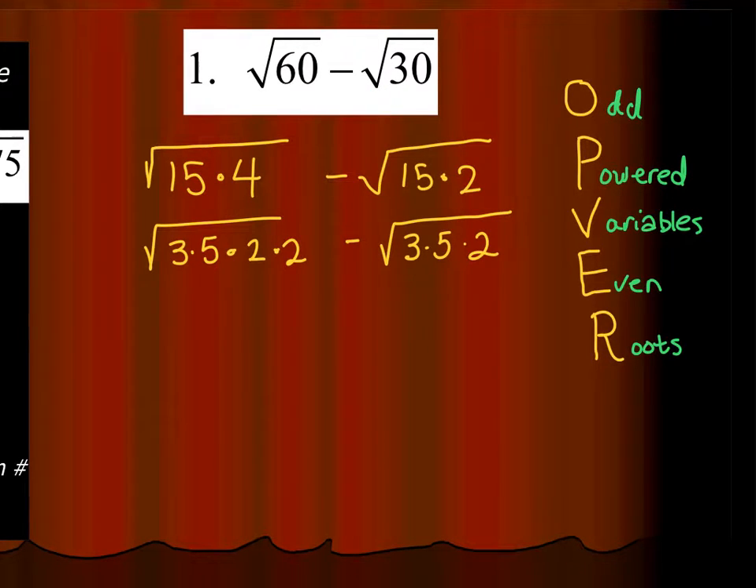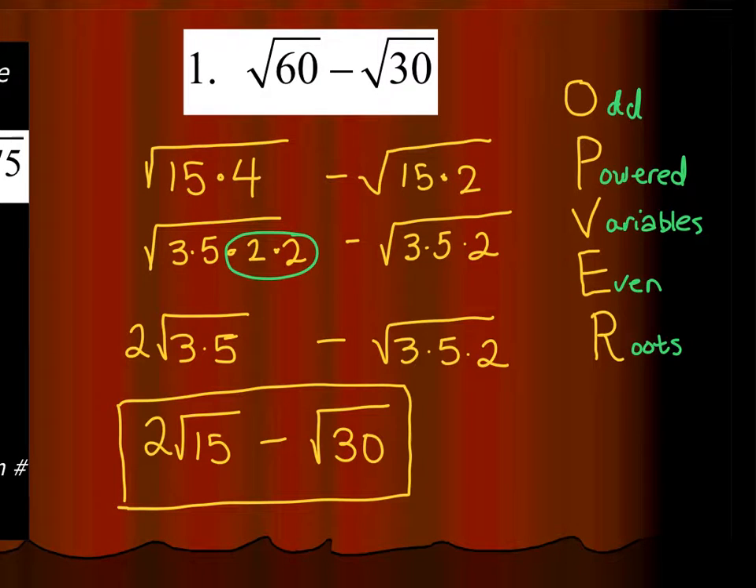Okay, so we have broken down the square root of 60 and the square root of 30 into its prime factorization. Now we're going to look for pairs and pull them out. Once we pull out our pairs and we put a 2 here, we have 2 times the square root of 3 times 5, no more pairs. Over here we broke it down, prime factorization, 3 times 5 times 2, no pairs, so we have to leave it. That's the square root of 30. This is 2 square roots of 15. The radicands are different, so this is our final answer.